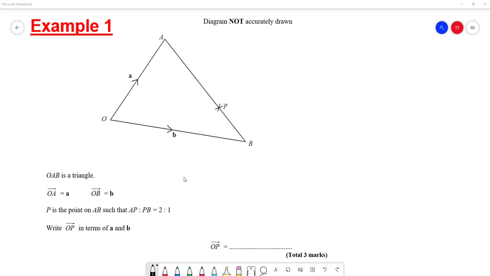In this video, we're going to look at vectors, how to add vectors using something called the triangle law of vectors. So here we have an example. OAB is a triangle, and the vector OA is positive A, and the vector OB is positive B. P is the point on AB such that AP to PB is 2 to 1. Write OP in terms of A and B.